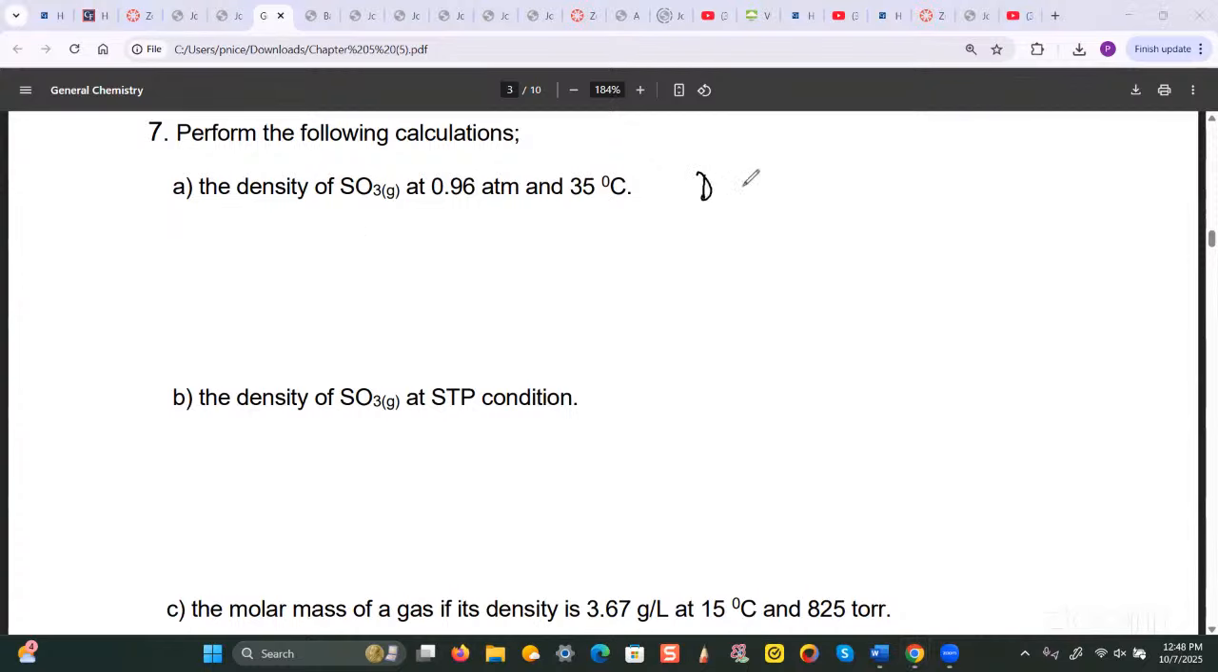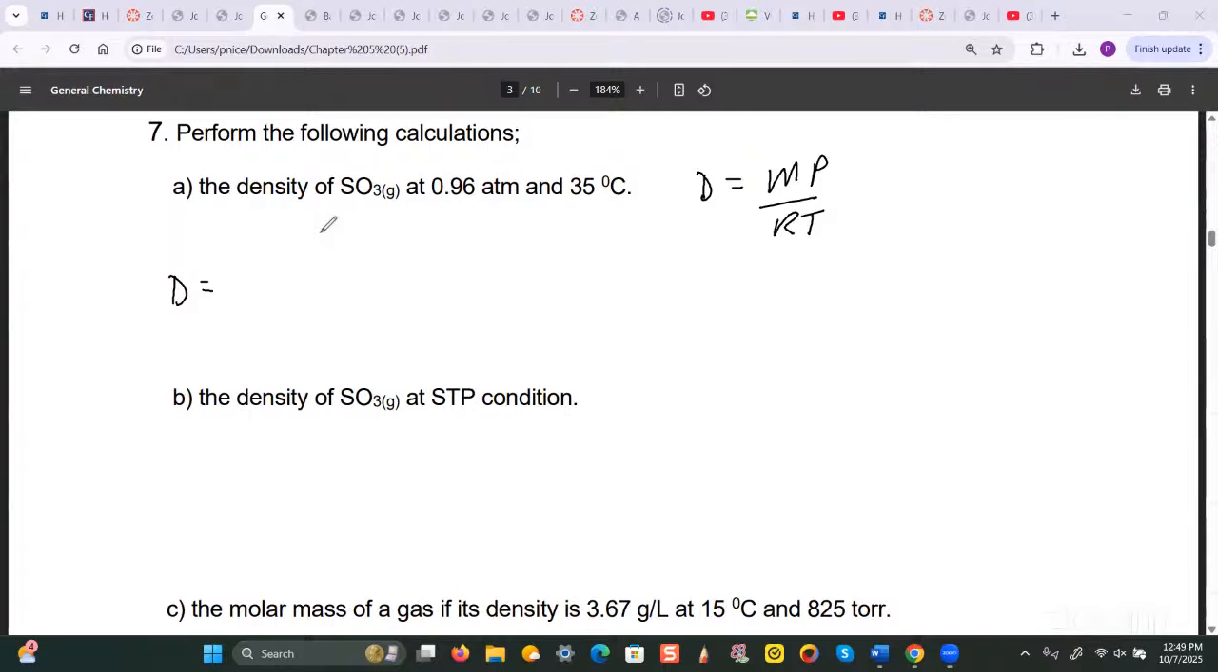Density is equal to MP over RT. And just to remind you of what these terms are, M is the molar mass, uppercase M, right? That's the molar mass. P is the pressure, R is of course the molar gas constant, and T is the temperature in Kelvin, right? So let's apply this to solving this question.